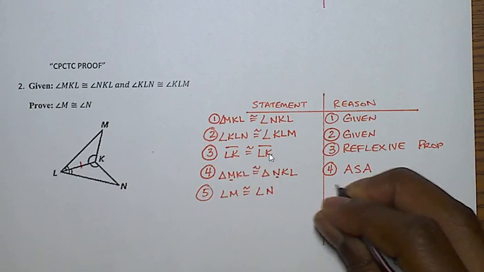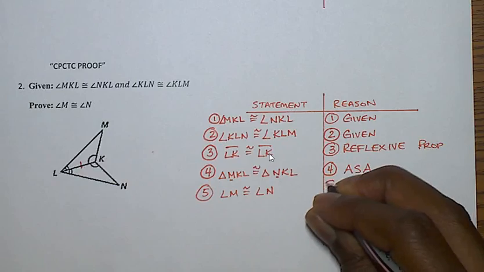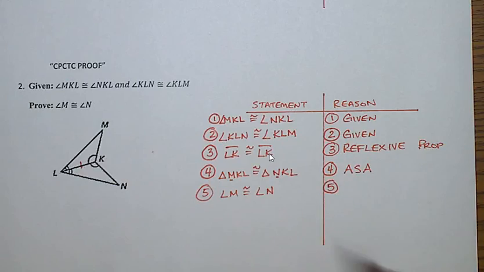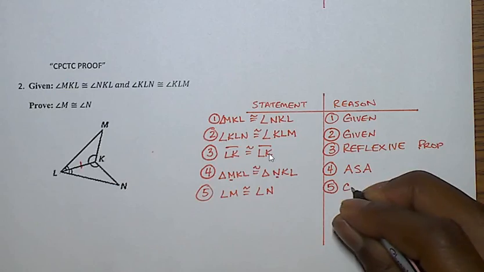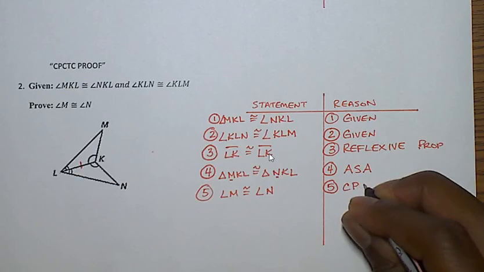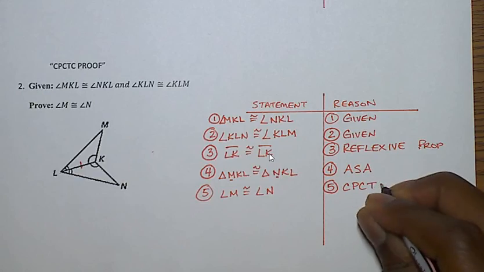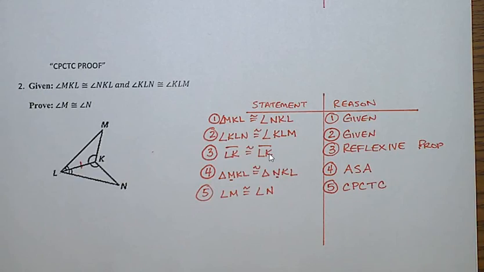Okay, angle M is congruent to angle N because corresponding parts of congruent triangles are congruent. A lot faster, right? CPCTC. Okay. Use these notes to help you out with any proofs that you run into, and then think through your assignment for today.